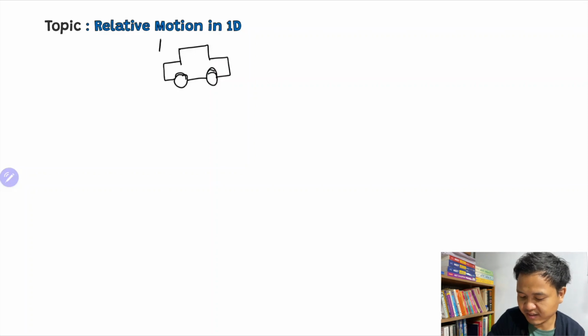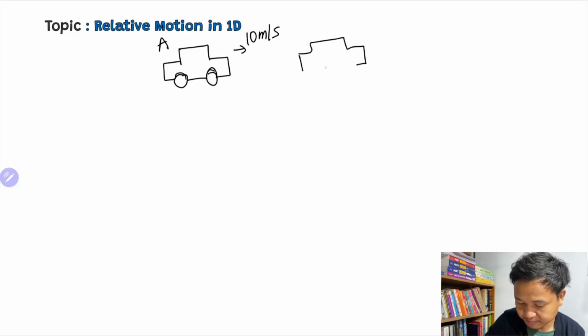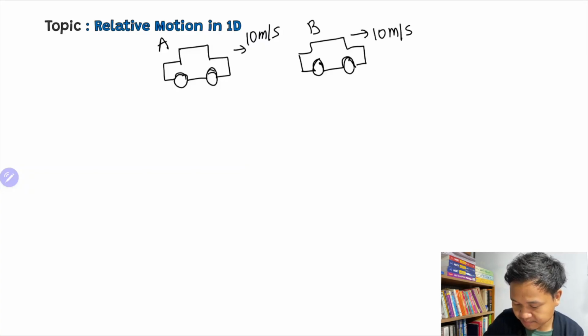Okay, let's say car A here is moving with 10 meter per second. Let's say another car is here, car B. Car B is also moving with 10 meter per second.